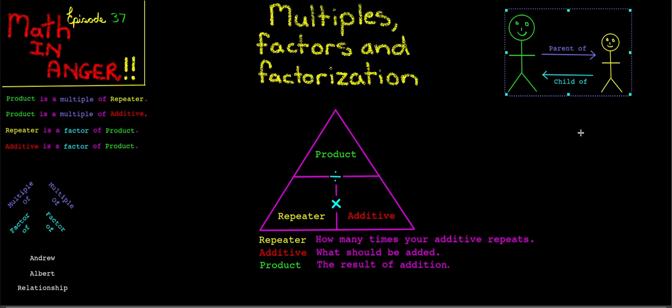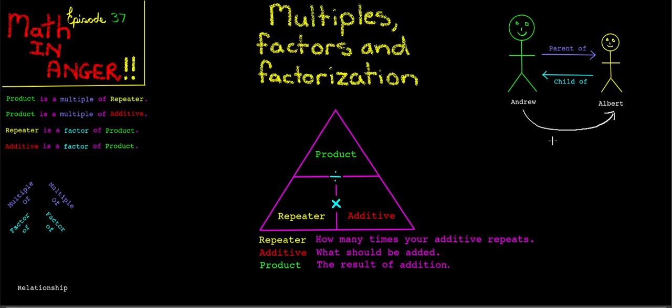Right, if I tell you we've got two people, one's name is Andrew and the other's name is Albert. And I then proceed to tell you that Andrew is Albert's father. Right? What that means is Andrew is a parent of Albert, and Albert is a child of Andrew.